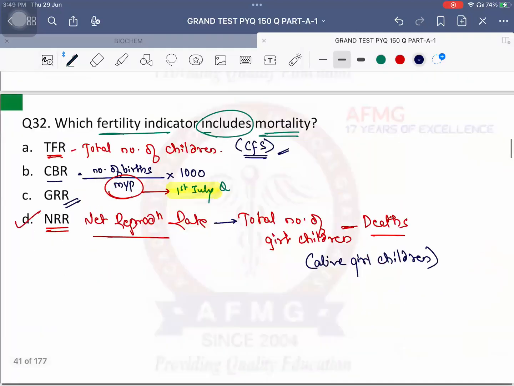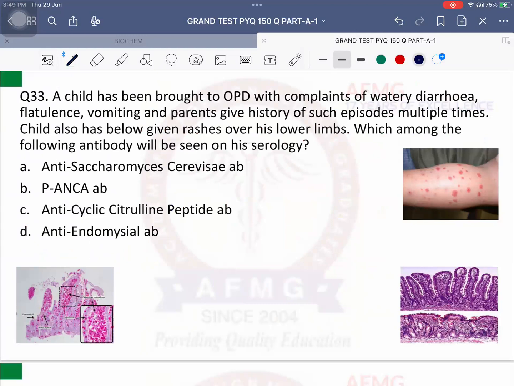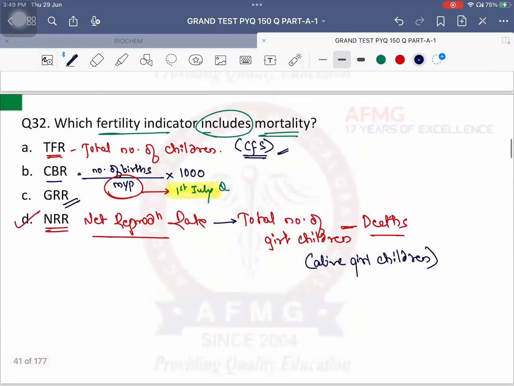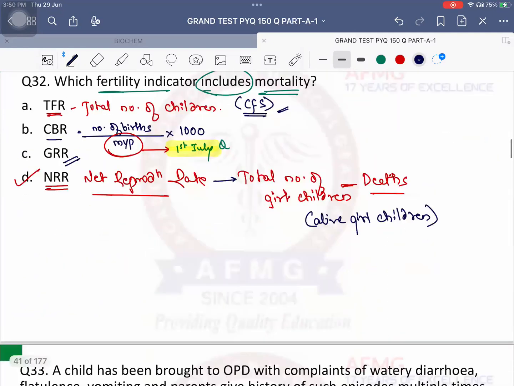Question number 33 now. If they ask you which is the best fertility indicator, anybody, which is the best fertility indicator? Why will the best fertility indicator be NRR? Because it is the only fertility indicator which takes mortality or deaths into consideration. In none of the others are deaths subtracted.